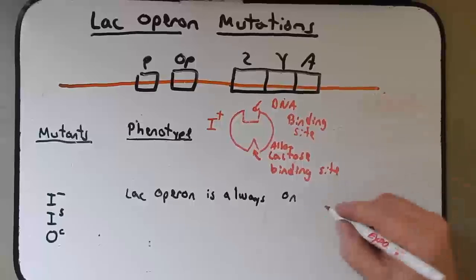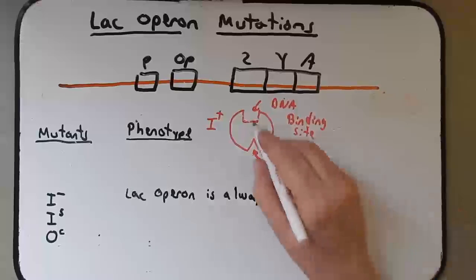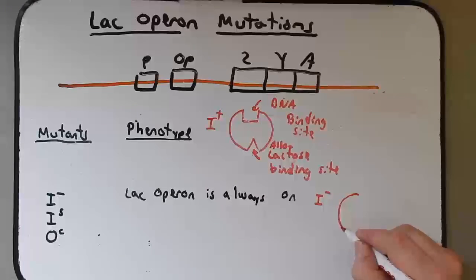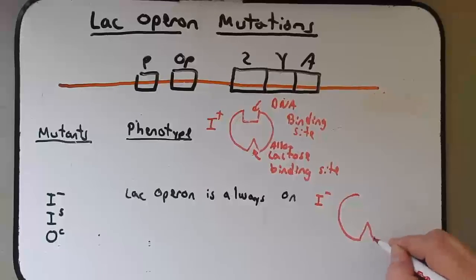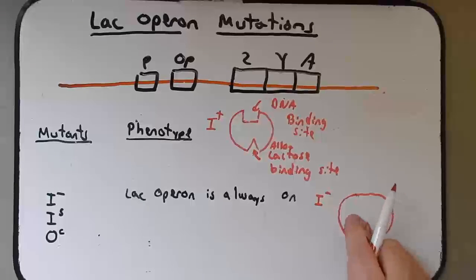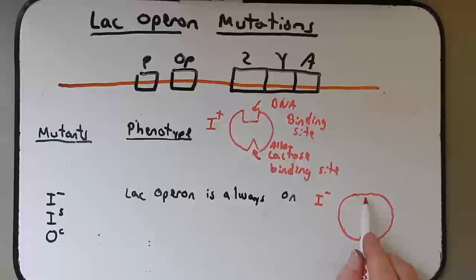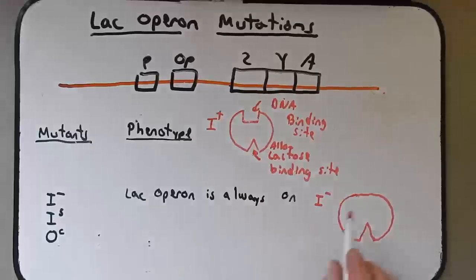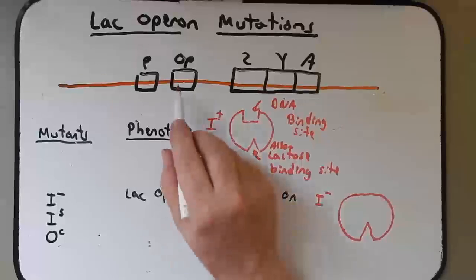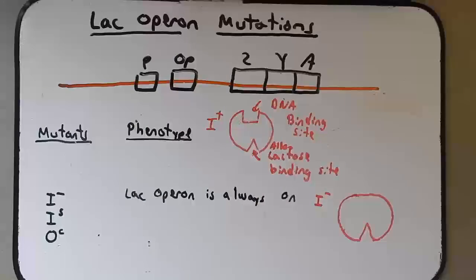It looks like this, if I'm going to use this as my model up here, where the DNA binding site is no longer available, so it will not be able to bind to the operator, ever. If it can't bind to the operator, it won't be able to block transcription of Z, Y, and A. Even when lactose is not in the cell, these genes will be turned on.